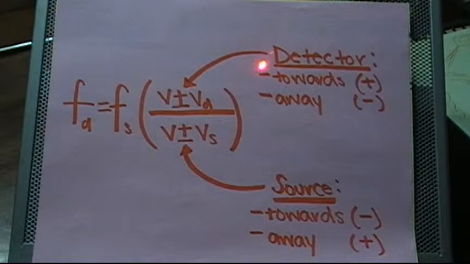On the numerator, if the detector is traveling towards the source, it's positive. If the detector is traveling away from the source, it's negative. On the denominator, if the source is traveling away, it's positive. If the source is traveling towards, it's negative.